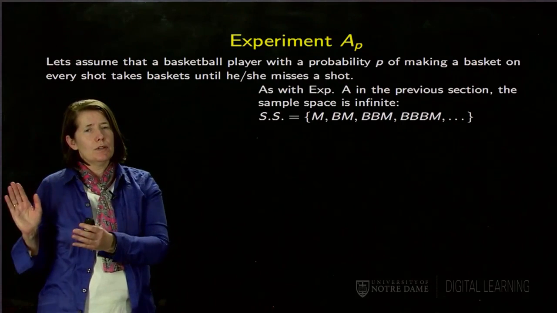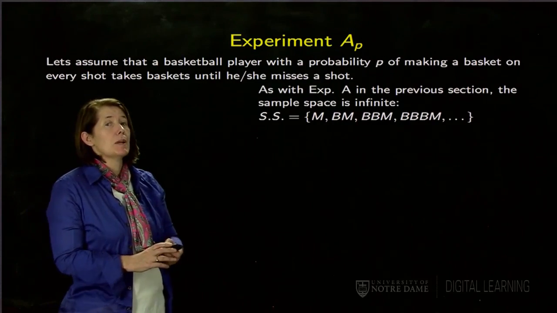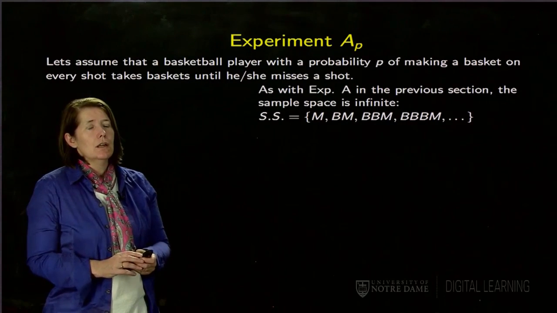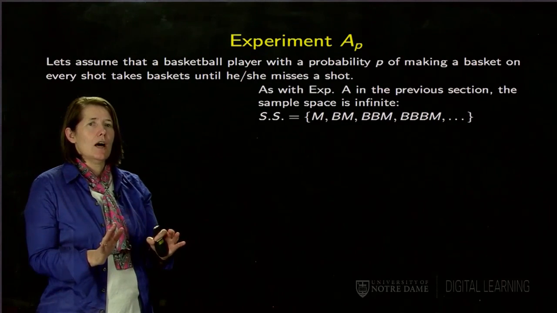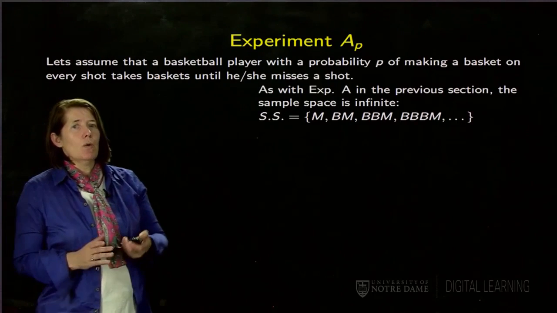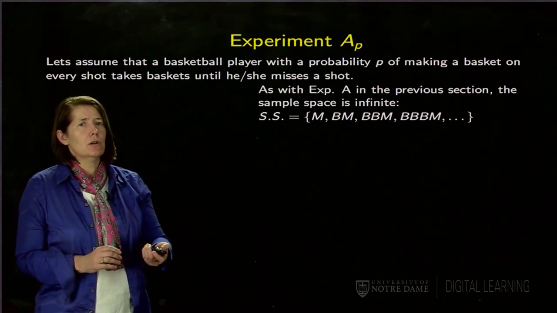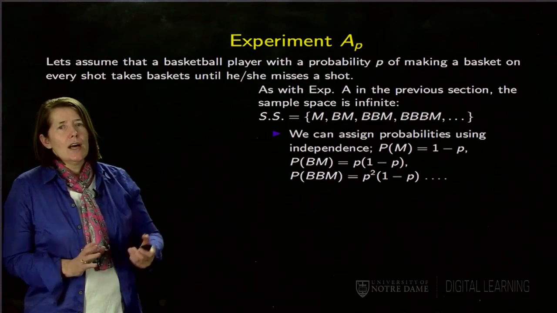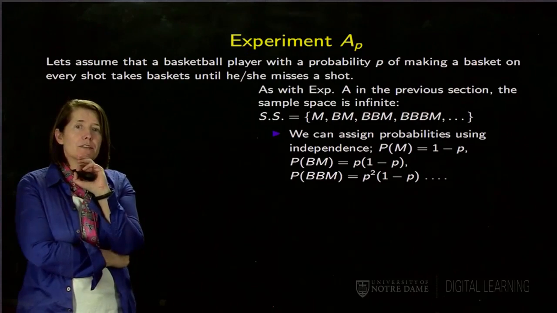As with our previous experiment A, the sample space here is an infinite sample space. They might miss on the first shot and then that trial of the experiment is over. Or they might get a basket and then a miss, and as soon as they miss, they stop. That trial of the experiment is over. But that run of baskets could go on for 2 baskets, 3 baskets, or it could conceivably go on forever, although it's highly unlikely. We can assign probabilities using independence now because we have this concept.